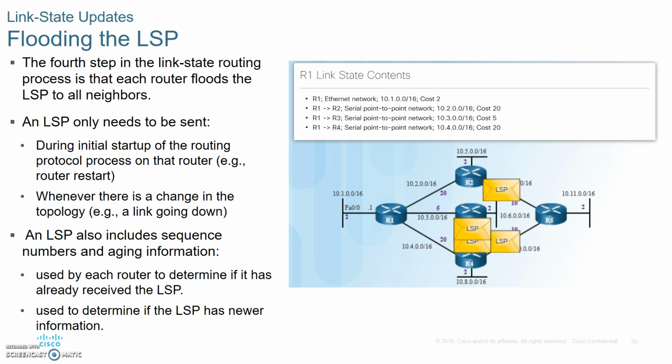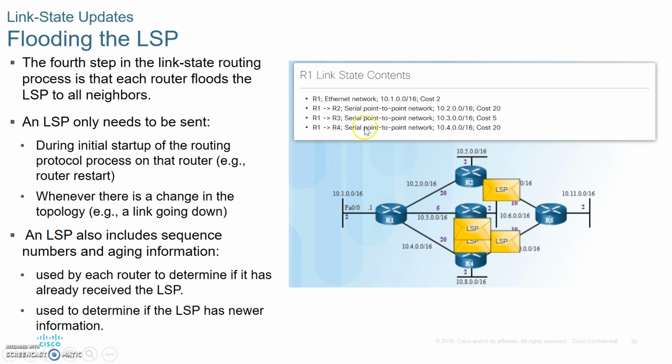The link state packet also contains a sequence number and aging information. This is used for the router to check the sequence number. If it is the same, that means it has already received the same link state packet, and it will discard it. If it's different, that means it's an updated one, then they will use the updated one and replace the old link state packet in the database.